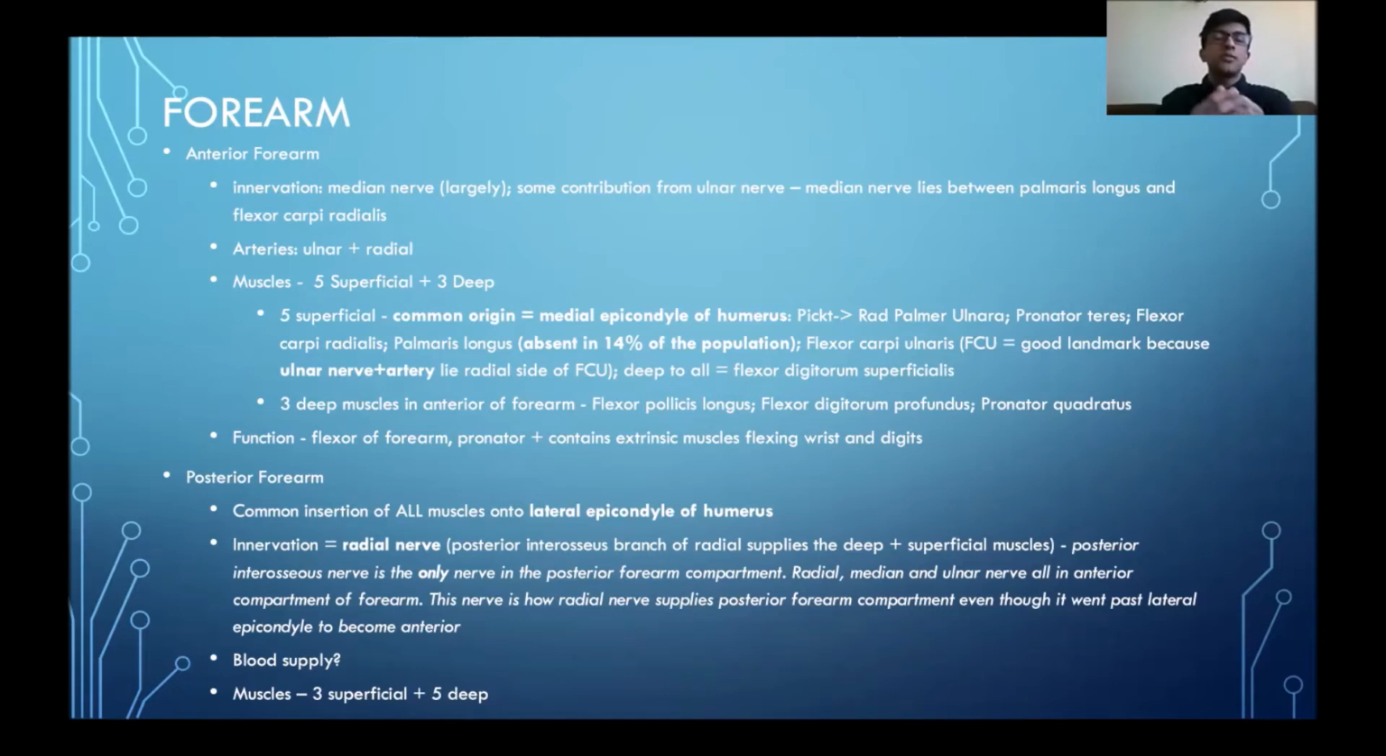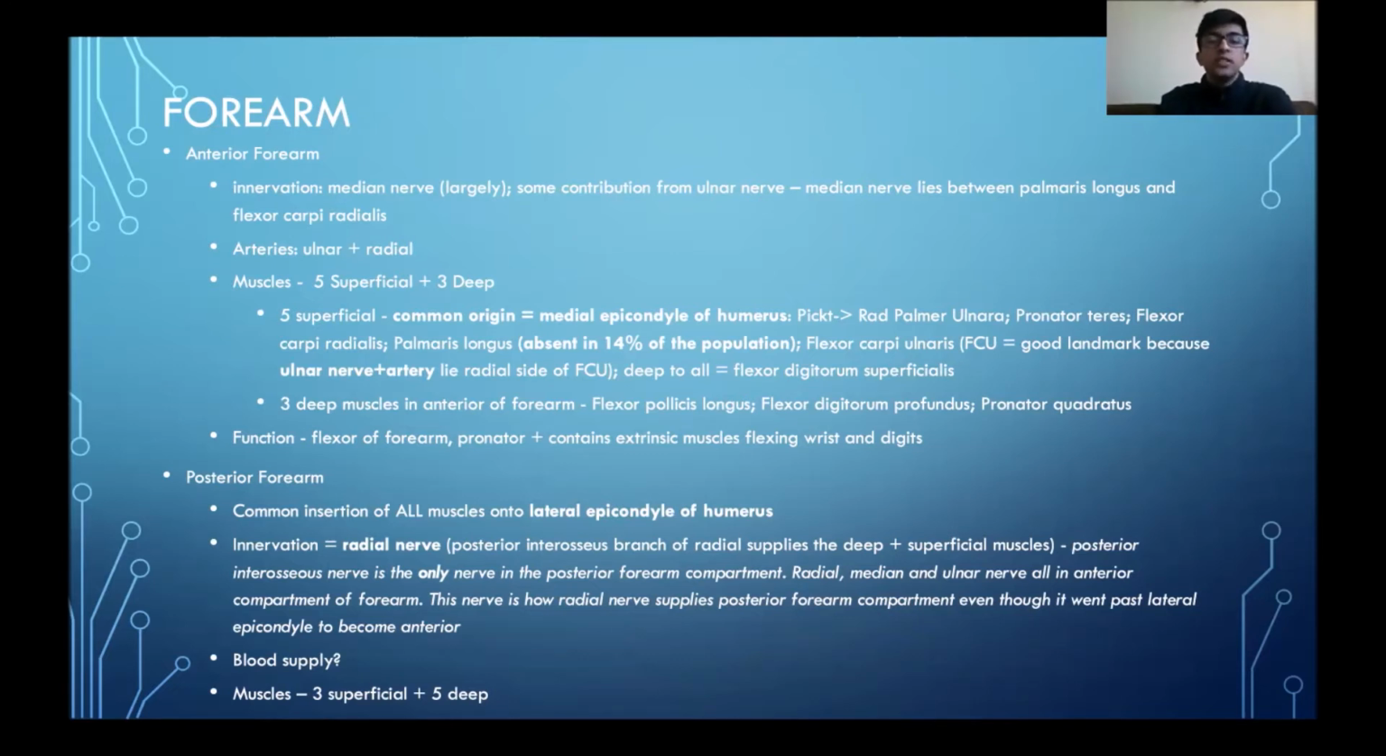So palmaris longus, fun fact, is that it's actually absent in 14% of the population. So if they ask you that fact, it's quite interesting to know. Flexor carpi ulnaris. So we had flexor carpi radialis. Now we have flexor carpi ulnaris. So it's kind of on the 2 sides. The FCU, they do all these abbreviations. It's a good landmark because the ulnar nerve and artery actually lie to the radial side of the FCU.